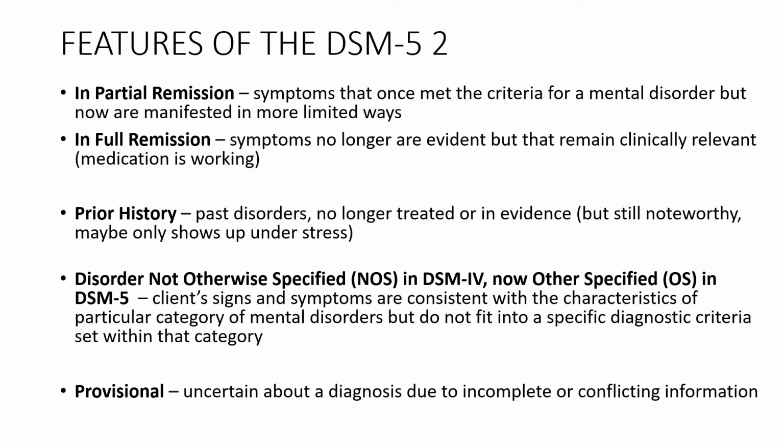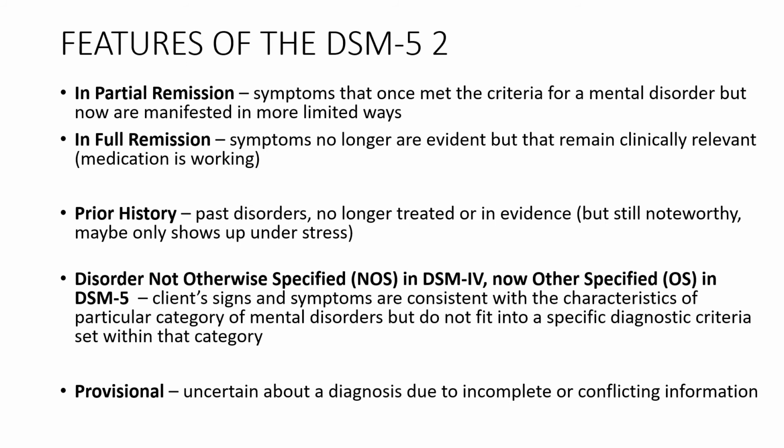In full remission is when symptoms are no longer evident, but remain clinically relevant. So medication is working. So let's say that you have schizophrenia, right? And you take medication for it, and now you're pretty functional, right? Successful, you have a job and all that other good stuff. So that would be considered in full remission, which means that you have it, but it's under control. So you kind of don't have it. Does that make sense? You still have it, but the symptoms are not there because of the medication.